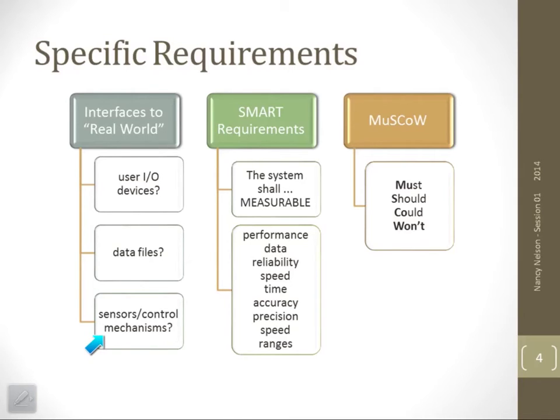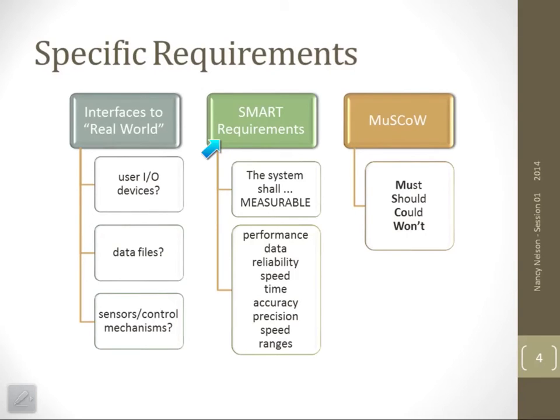Or maybe our system is some software that's going to control a physical system, in which case we have sensors monitoring things, and we have things like motors and drivers that are controlling things. How do we interface with those? So we need to be very clear right up front how we're going to interface with the things that we need to interface with.